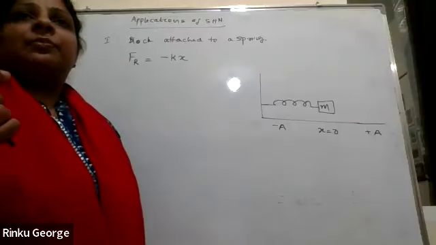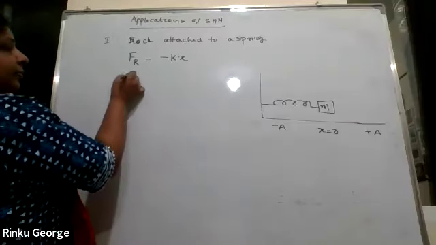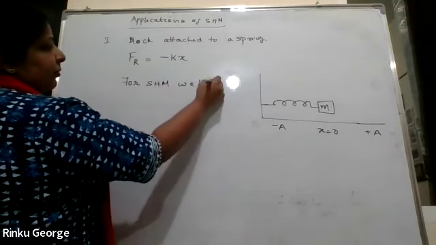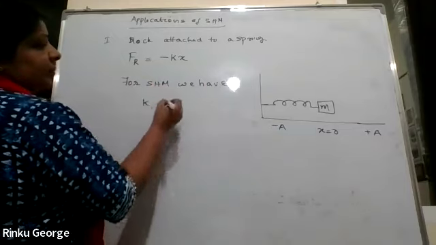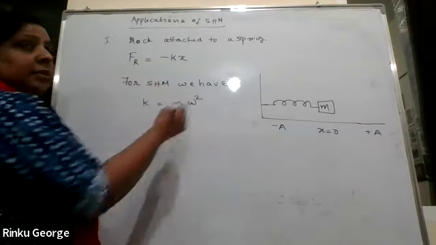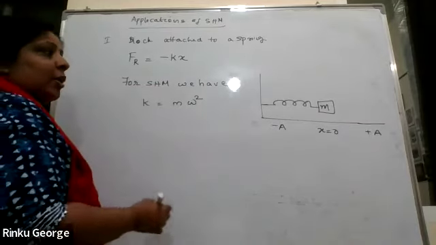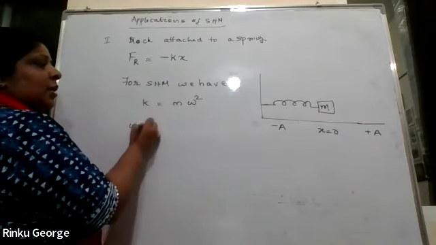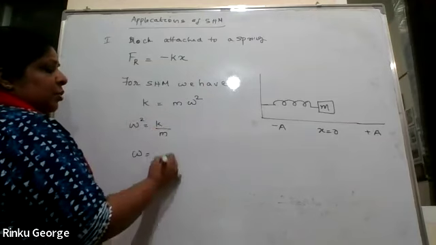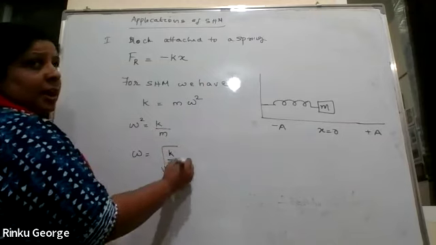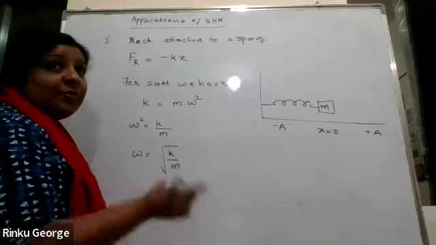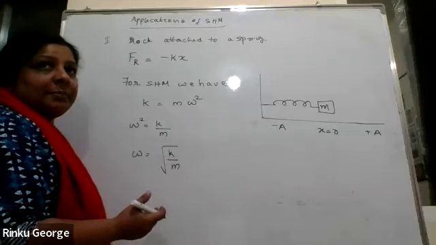What is K for SHM? For SHM, K is equal to M omega square. Last class we studied this, isn't it? K is equal to M omega square. So omega square is equal to K by M, and omega is equal to root of K by M. What is omega? 2 pi by T. We are going to find the time period.